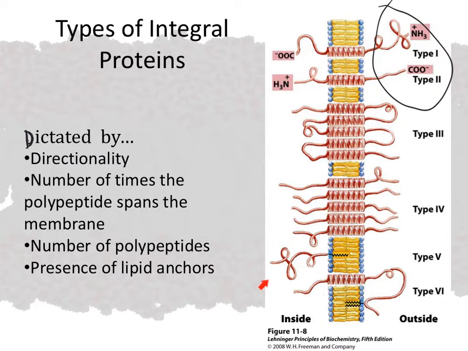Type 5 is a type that was mislabeled on that one figure because it's a protein that's got a lipid anchor on it. And that's how it's held to the membrane. And then type 6 is a mixture. So it transverses the membrane and it contains lipid anchors.